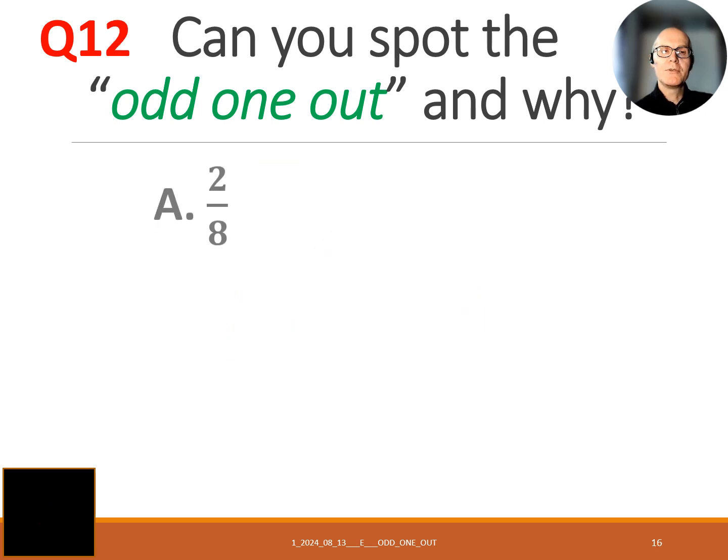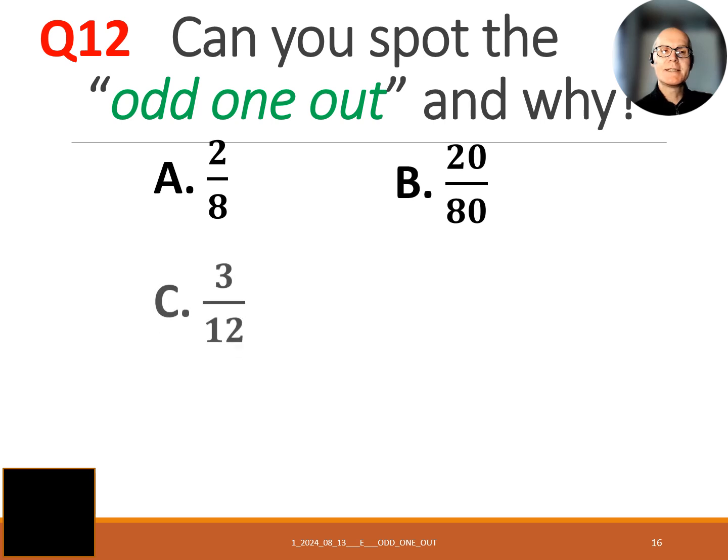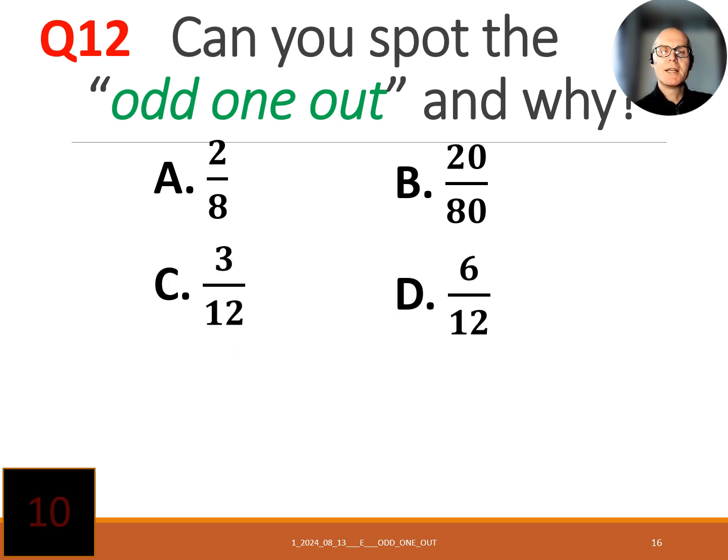Question 12. 2/8, 20/80, 3/12, 6/12. What's the odd one out from these 4 fractions and why?